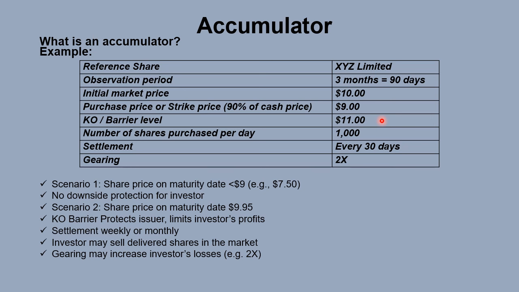Alternatively, the terms of the accumulator may be such that if the barrier level is touched, there will be no accumulation on that particular day, but the product will not get knocked out.